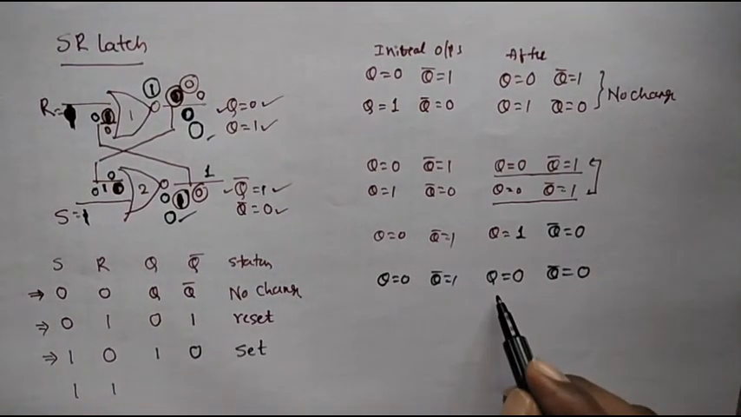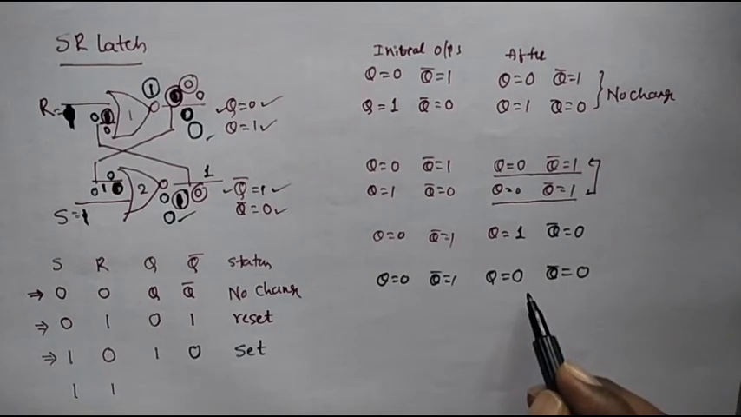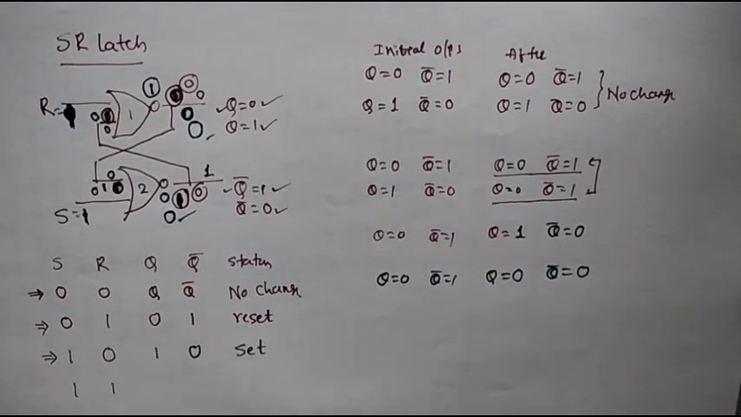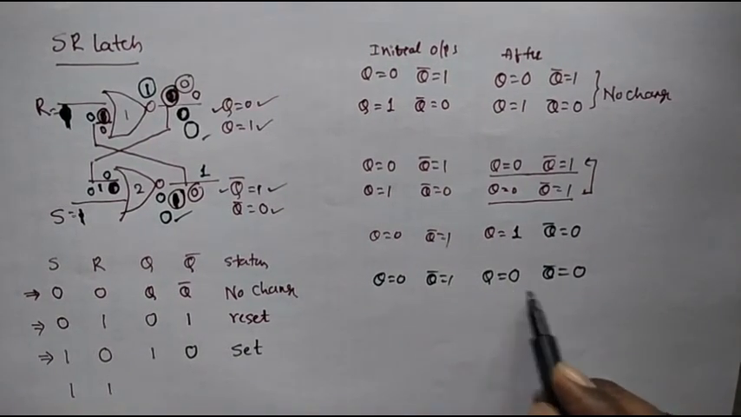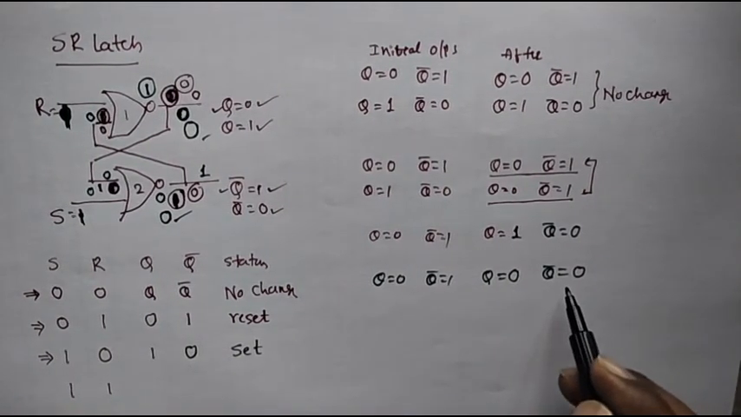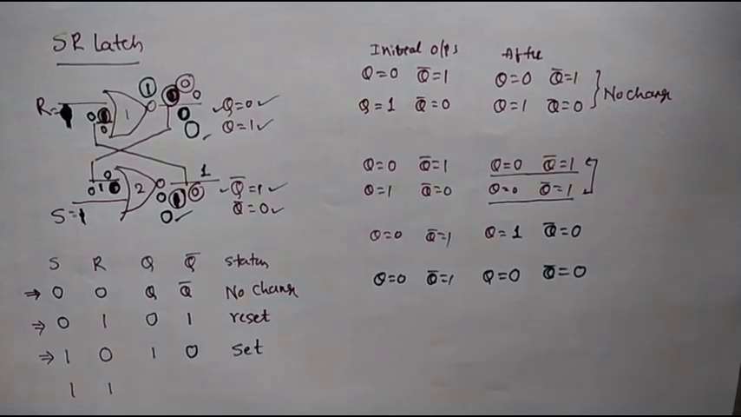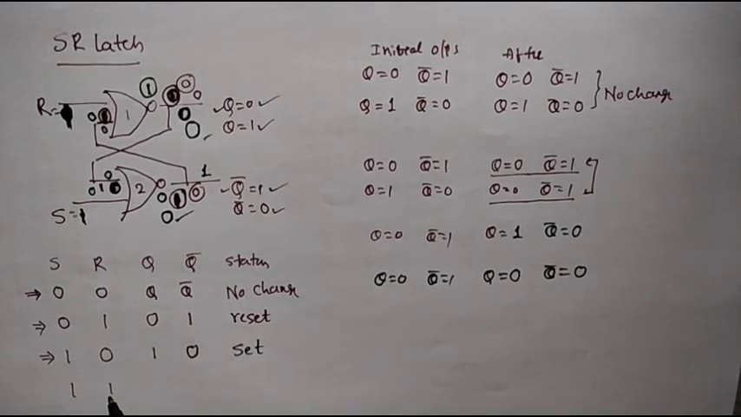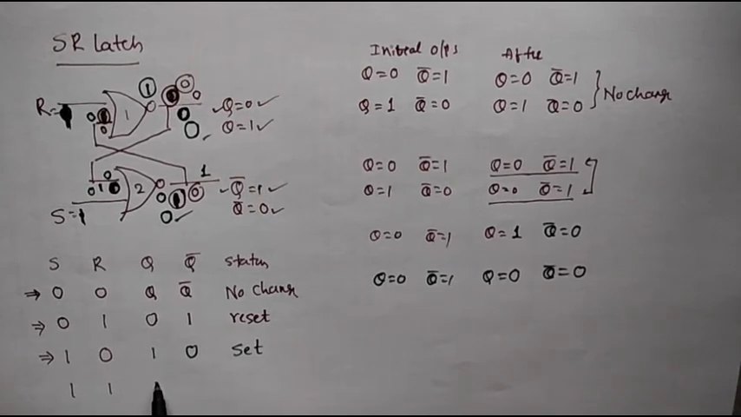So this is not possible because, as we said, the outputs are complement to each other. When Q is 0, Q bar is supposed to be 1, but in this case we got both Q equal to 0 and Q bar equal to 0. Therefore, for S equal to 1, R equal to 1, the flip-flop is not defined.